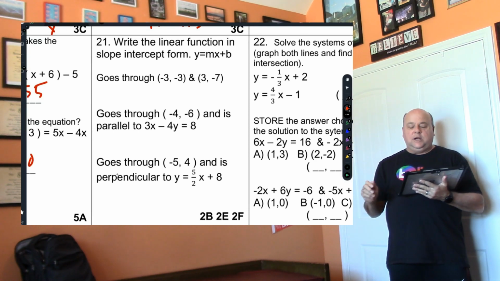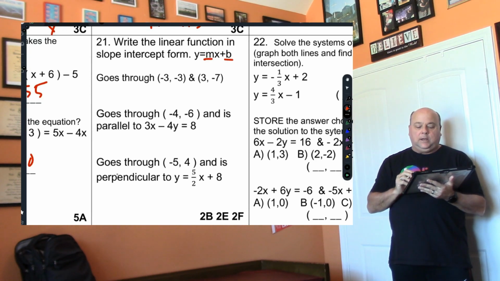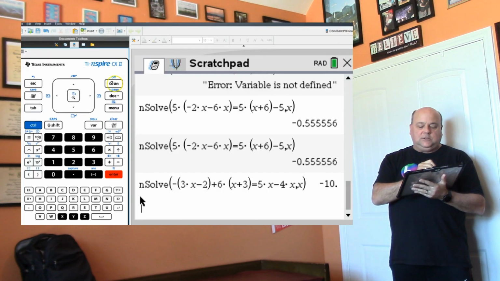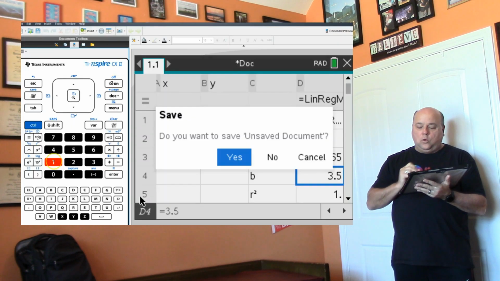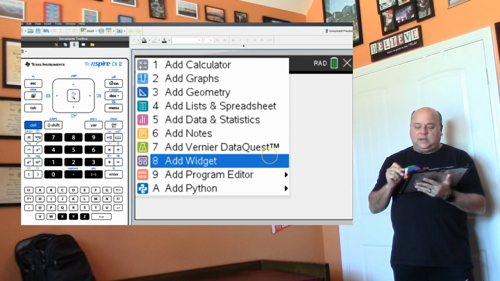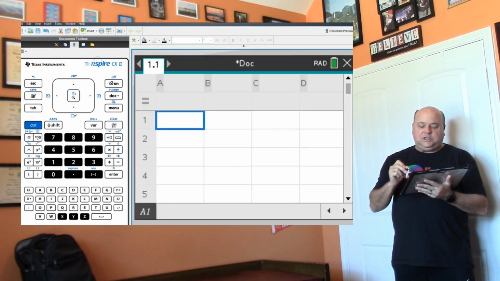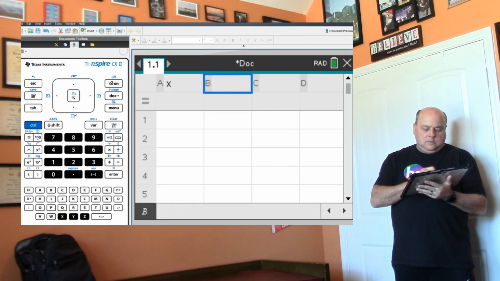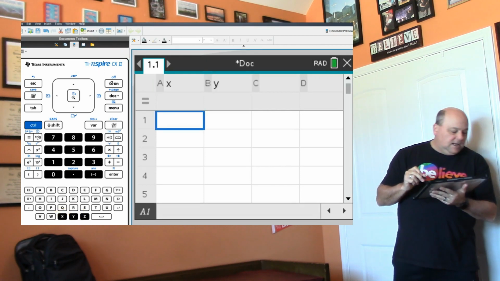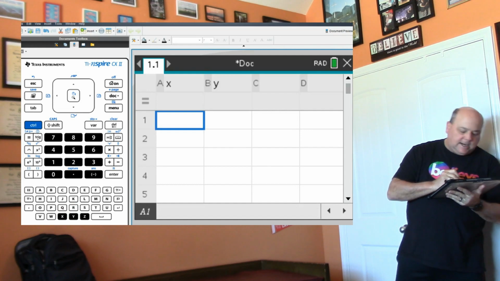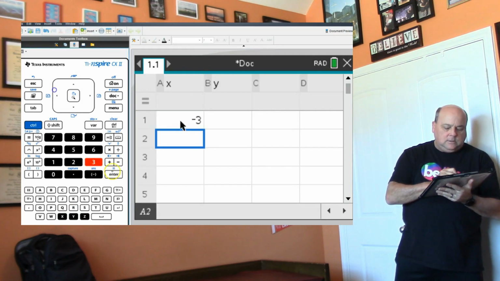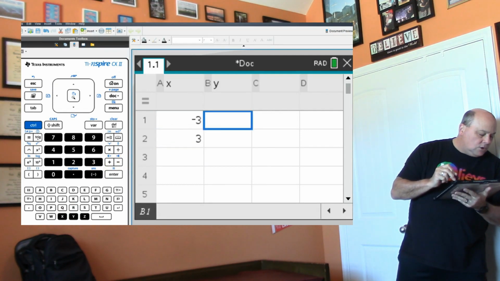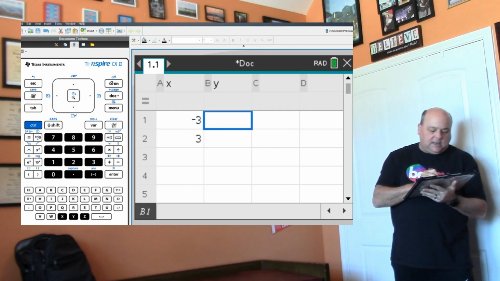On this right here, we're going to store and get our M and our B, aren't we? Okay, so I'm going to go to my calculator. I'm going to make a spreadsheet. So I'm going to click Home, click 1. Never save anything on your calculator. I want to add a spreadsheet. Type in X and Y at the top. And then let's type in our 2 points. Negative 3 and 3 are my X's. And my Y's are negative 3 and negative 7.